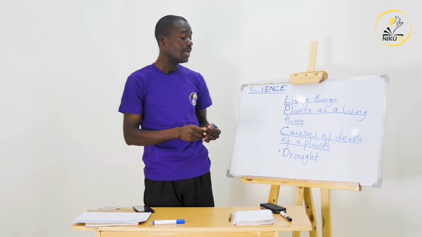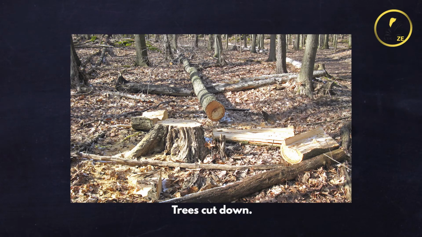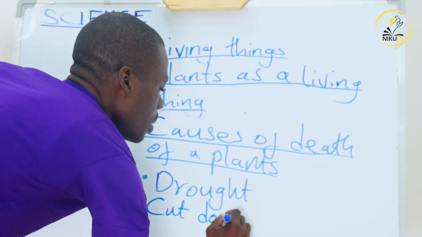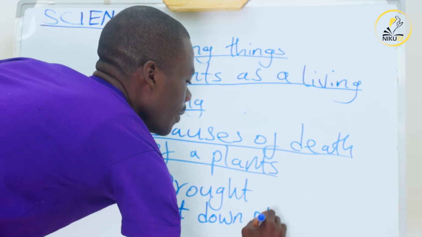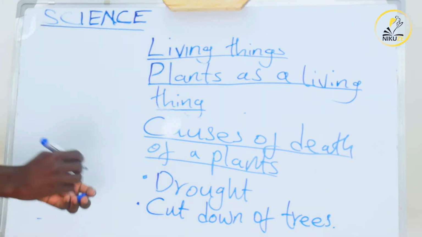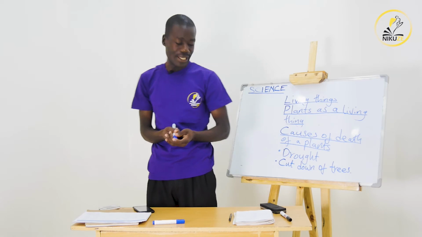The second one is cutting down of trees, or human activities. Cutting down of trees can lead to death of the plant.